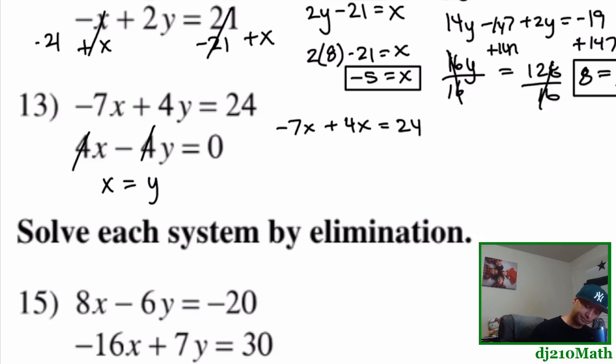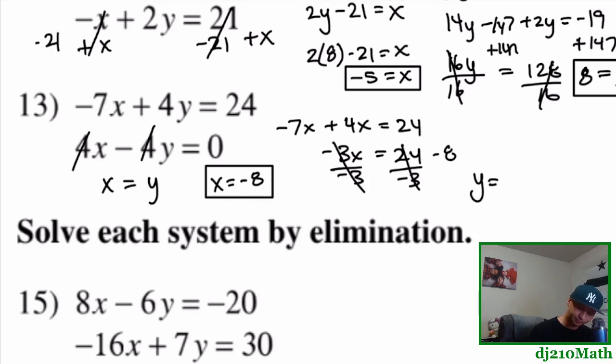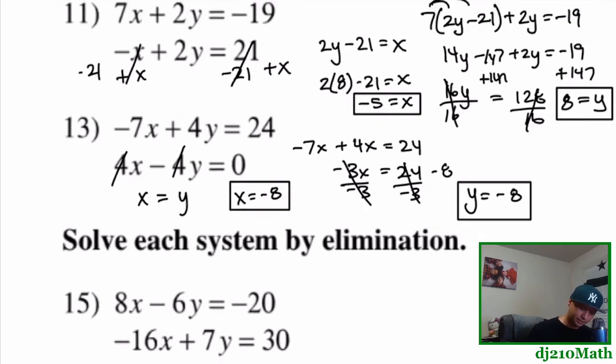24. This is going to be negative 3x equals 24. 24 divided by negative 3. x is equal to negative 8. Right, 3 times 8 is 24. So x is equal to negative 8. Plug that into here, and we see that y is also equal to negative 8. That's nice.